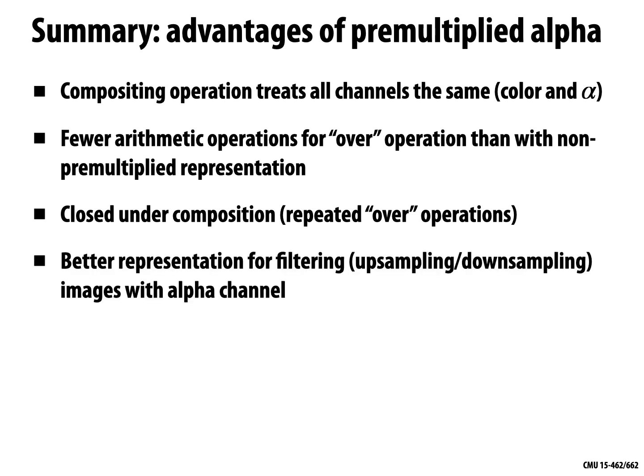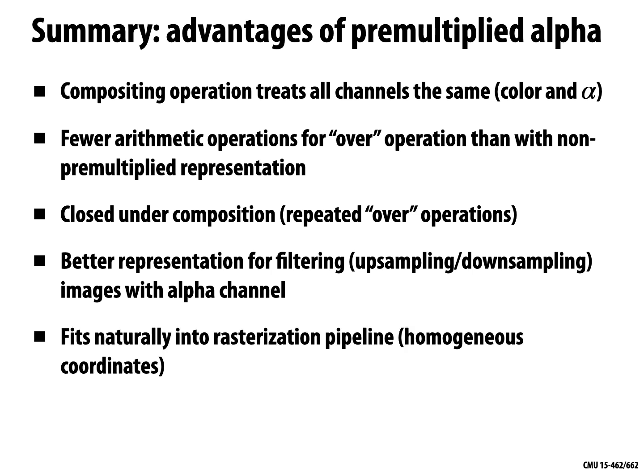It gives us a better representation for filtering. If we're doing upsampling and downsampling of images with alpha channels, we don't get this fringing artifact. And also, it fits naturally into the rasterization pipeline we've already built. So we've already said homogeneous coordinates are a good idea. We're going to work with 4x4 matrices. Our graphics card is built that way. So it's pretty cool that our color blending works out the same way.